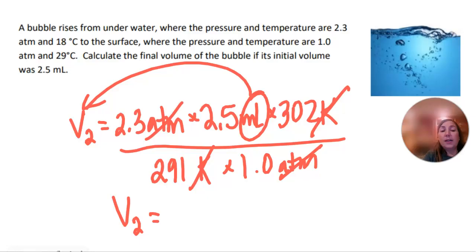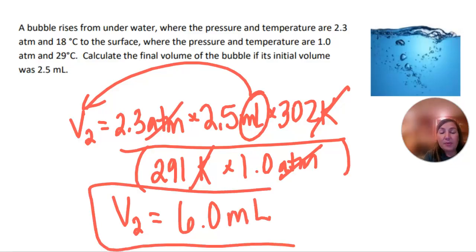And when we go to calculate that, always do parentheses around the denominator. Even though that last number is 1, it shouldn't really impact you. It's a really good habit to get into. Okay, and I get 6 milliliters for V2.